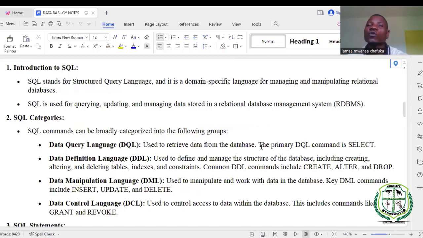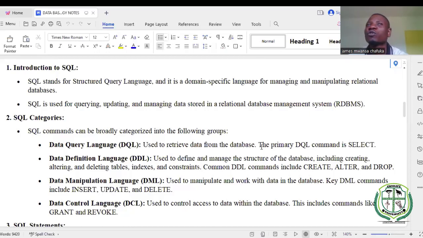Here you also need to prompt data definition language commands, which include create, alter, drop. So if you want to create, alter or delete tables, or if you want to work on the constraints, you prompt commands such as create, drop, and alter.